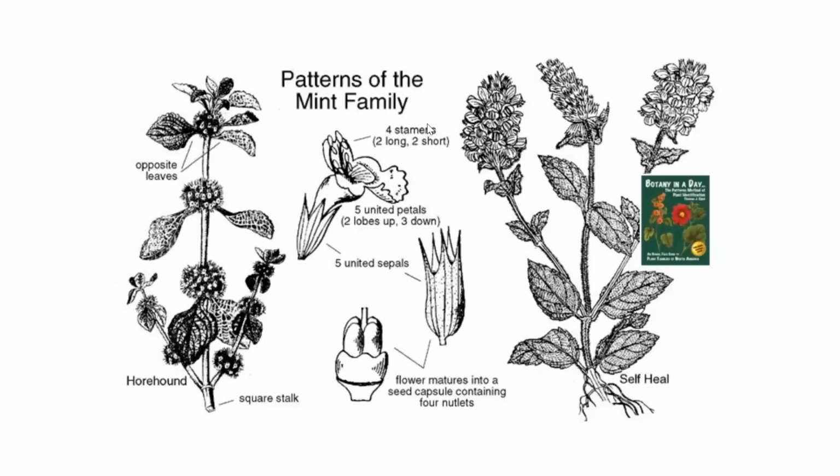This image here goes into more detail about the flower. As can be seen here in the middle, there are 4 stamens in the center, 2 of which are long and 2 of which are short. There are 5 petals and 5 sepals throughout the flower, which also aid in indicating the Mentha spicata is a dicot. And there are seed capsules that form as the flower matures and contain 4 nutlets.